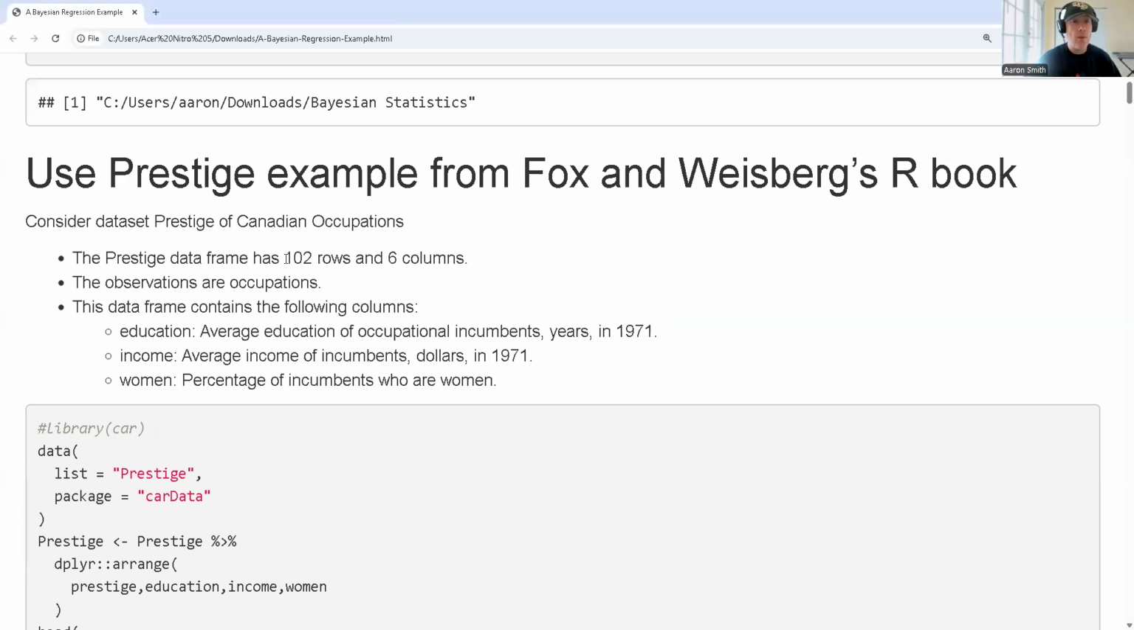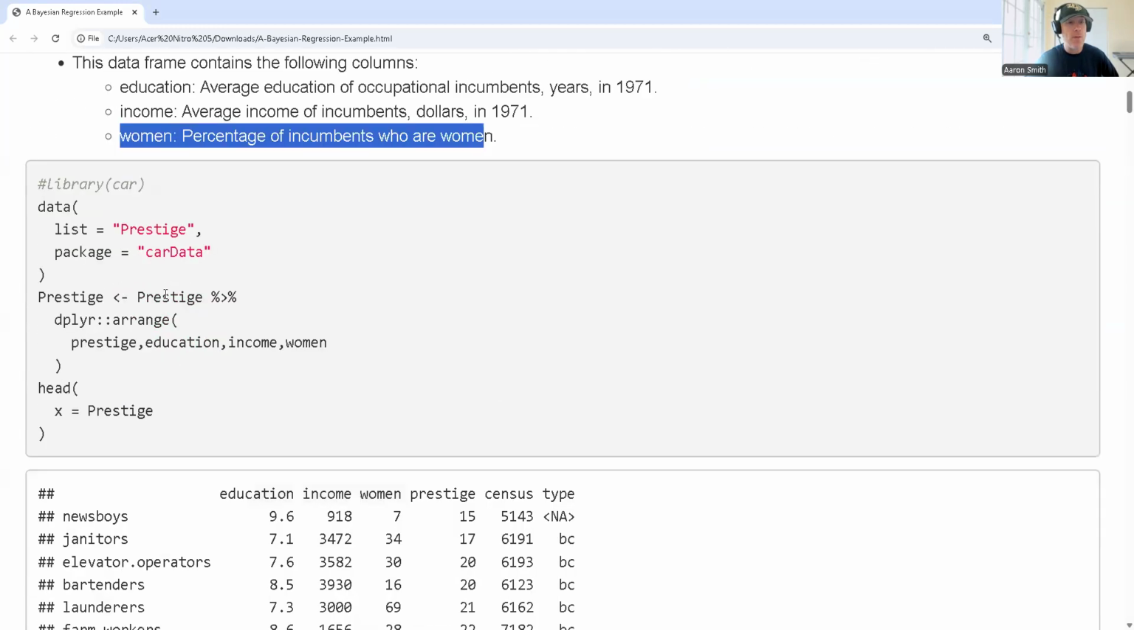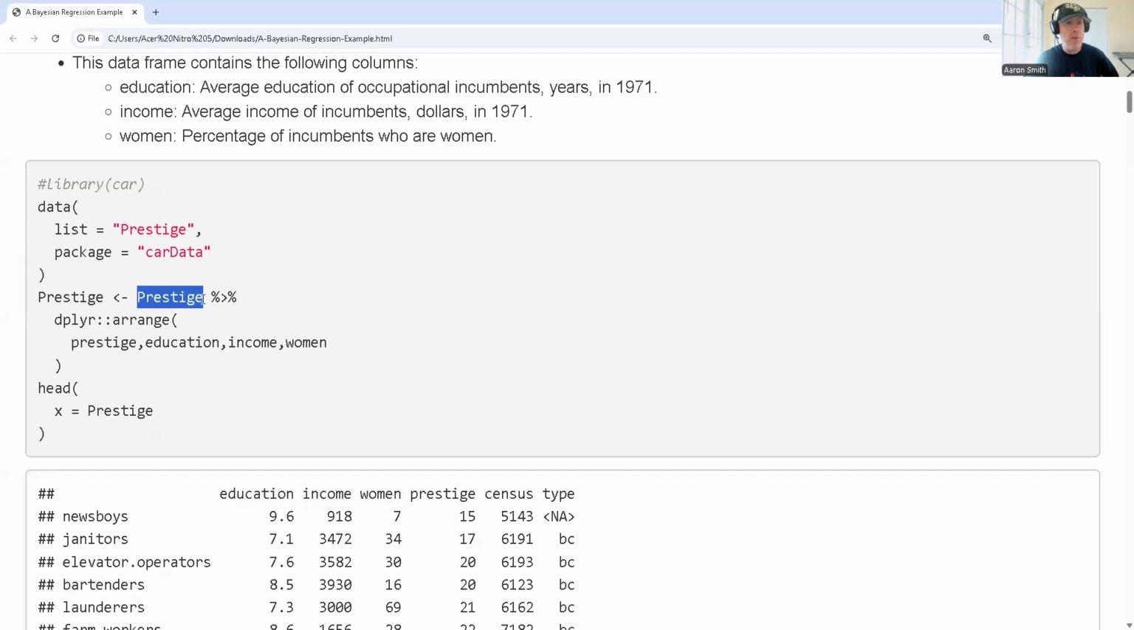All right, I've got 102 rows and 6 columns. The observations are at the occupation level. And the data frames have the following information: education, the average education of the occupation people in 1971, the income, so the average income in Canadian dollars back in 1971, and then percentage of women. Okay, so this data set is coming from the car data package. And so now I'm going to go ahead and pull it in.